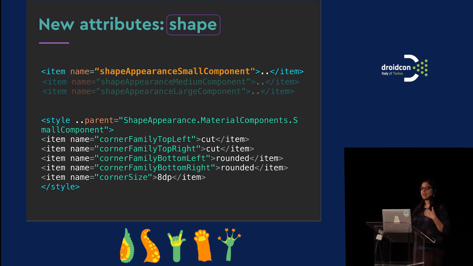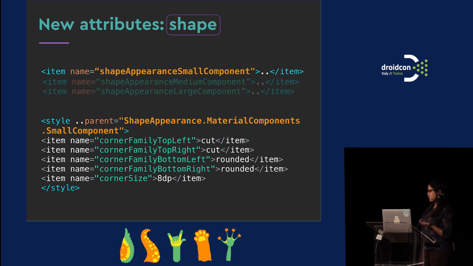And then we can define the style that inherits from shape appearance.materialComponents.small component. Make sure it uses the right parent. And then you can say, all right, I want top left and top right to be cut. I want bottom left, bottom right to be rounded. And I want the corner size to be 8dp. So now you have a whole new level of granularity when it comes to shaping components through your app. And you can do them in these three categories. So you can have the same shape throughout components, which is really convenient and quite cool. All right, so this wraps up shape theming.